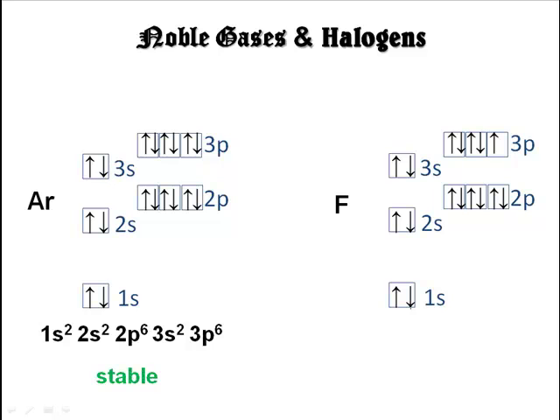Okay, noble gases and halogens. Noble gases are incredibly stable. Halogens are incredibly reactive. Fluorine is one of the most reactive elements on the periodic table because it wants to steal 1 electron, or take 1 electron, to become like argon.